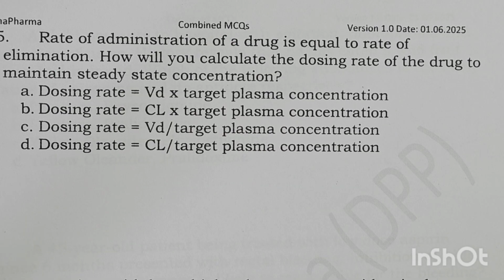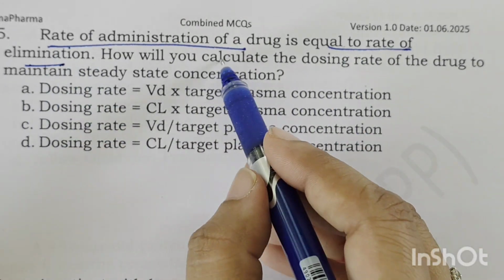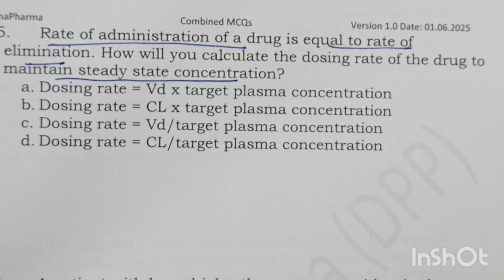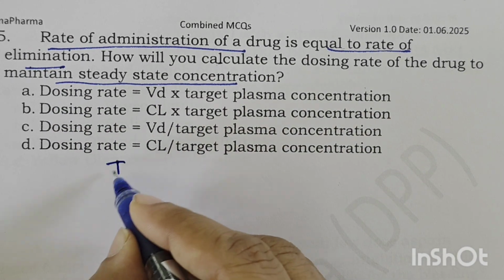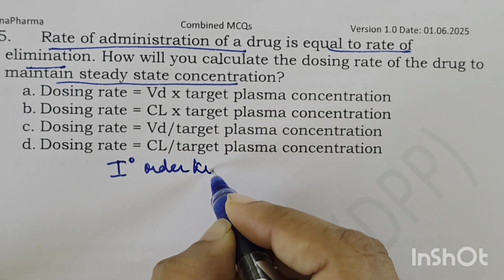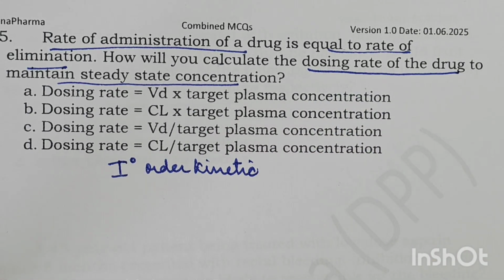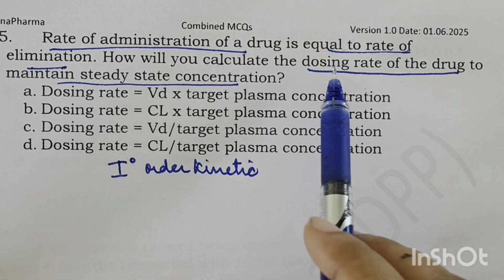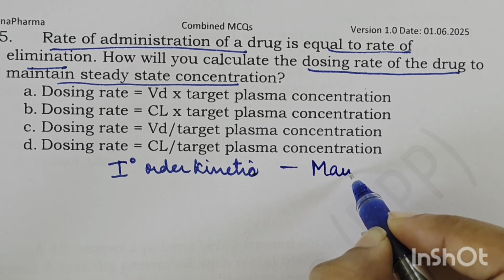The next question: rate of administration of a drug is equal to the rate of elimination. How will you calculate the dosing rate of the drug to maintain a steady state plasma concentration? So when rate of administration is equal to rate of elimination, this indicates that it is a first order kinetic reaction. Okay. So what will be the dosing rate of the drug to maintain the steady state concentration? At steady state, to maintain this, the dose given has to be the maintenance dose, right?